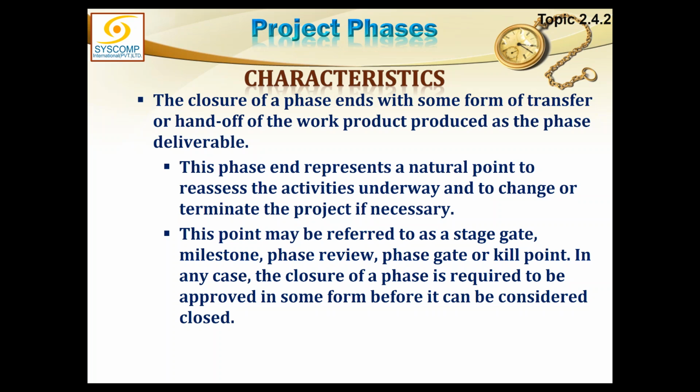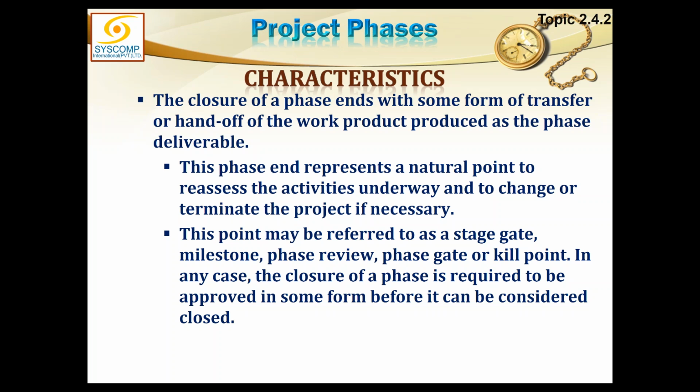Number 2, when we complete a phase, we can review, we can stop, we may not go on into phase 2. We can stop and observe and review what we have done in this phase, what is good and what is bad. We can reassess our activities underway and change or terminate the project if necessary. If you think, based on the performance of phase 1, you want to change your overall outline plan, you can do that. That means you have flexibility, you are adaptable now. From this point onward, you are adaptable.